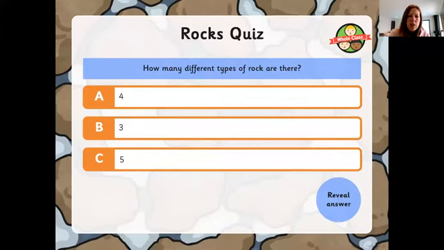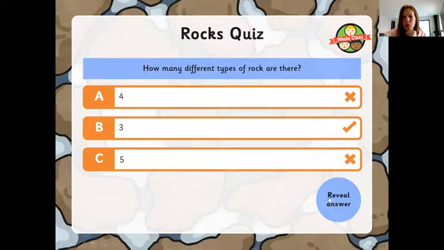The first question says, how many different types of rock are there? We looked at different types of rock and how they are formed in their different ways. We've got a choice of 4, 3 or 5. How many rocks can you remember that we looked at? I hope you're calling out the correct answer. Let's reveal the answer. It is 3. There are 3 different types of rock.